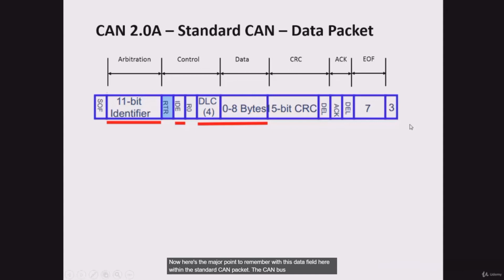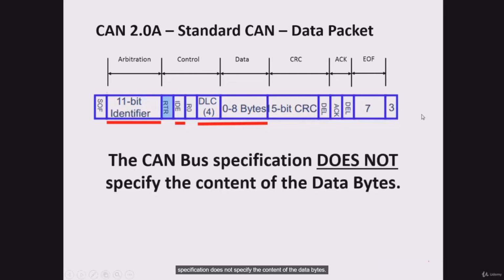Now, here's the major point to remember with this data field within the standard CAN packet. The CAN bus specification does not specify the content of the data bytes. CAN bus doesn't care what the engineer or designer puts into that field. It could be 1 or 2 or 3 or 4 bytes. And remember, in the previous lectures, we looked at the message identifier.